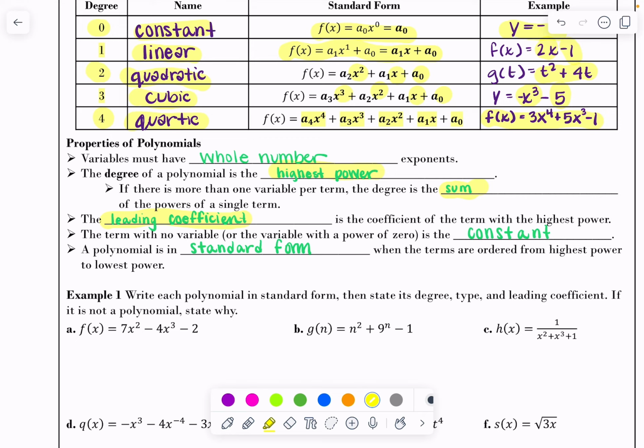The leading coefficient is the coefficient of the term with the highest power. So the number in front of the term with the highest power. For example, if I went back to quartic, which I'm going to go like that with a little arrow, the leading coefficient of the quartic one would be 3 because it's in front of the highest power. Next, the term with no variable, or the variable with a power of 0, is the constant, so a number without a variable. Finally, a polynomial is in standard form when the terms are ordered from highest power to lowest power.